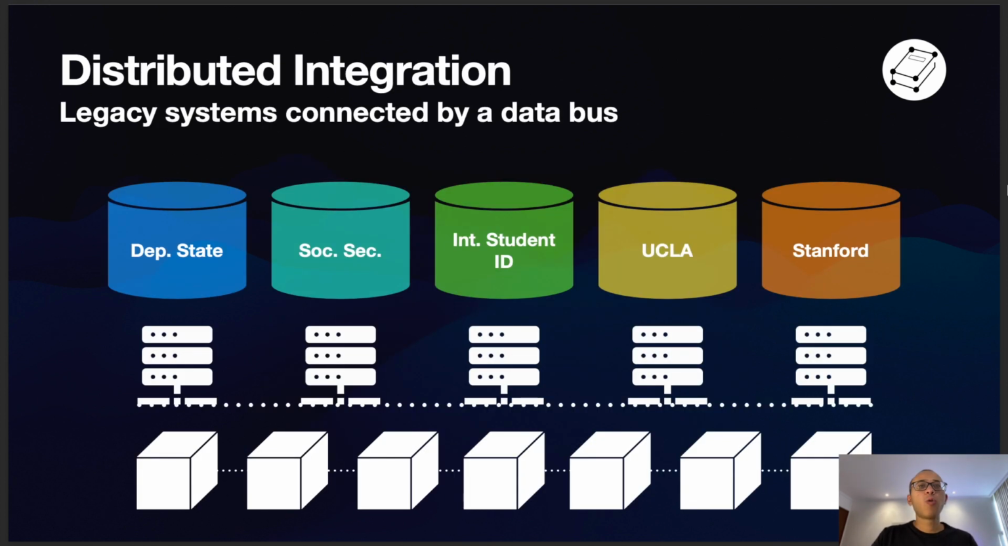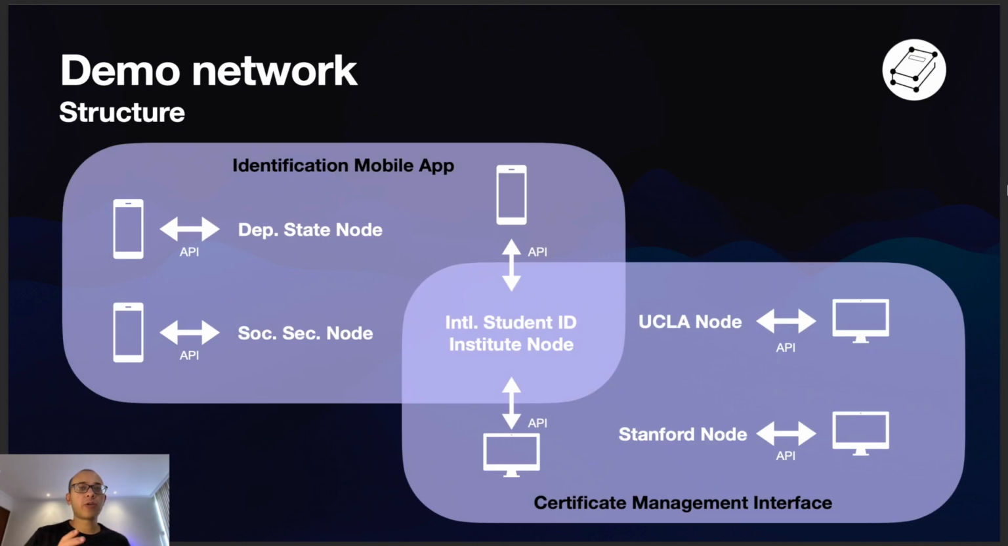This structure will be deployed in a way that allows easy integration with legacy systems using APIs for interaction with the blockchain and a data bus, so they all can share data on their respective channels. And we'll have two interaction points from the point of view of the user. We'll have an identification mobile app and a certificate manager interface. Both of them consume the APIs deployed in each one of the nodes.